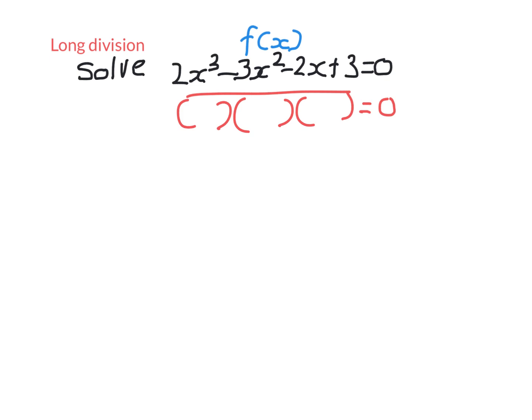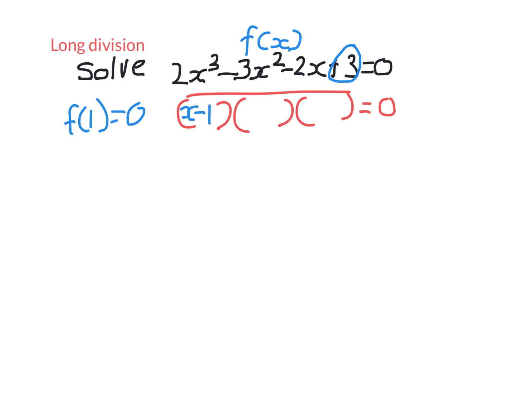So to find a factor of this polynomial, we need to find a root. To find roots, we try positive and negative factors of this constant term here. Now note that the sum of the coefficients is 0. That always means that 1 is a root. f(1) is just 2 minus 3 minus 2 plus 3, which is 0. That means that x minus 1 is a factor.